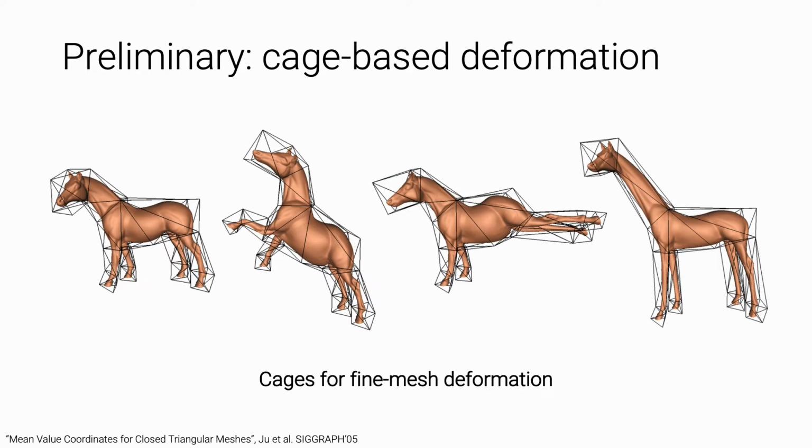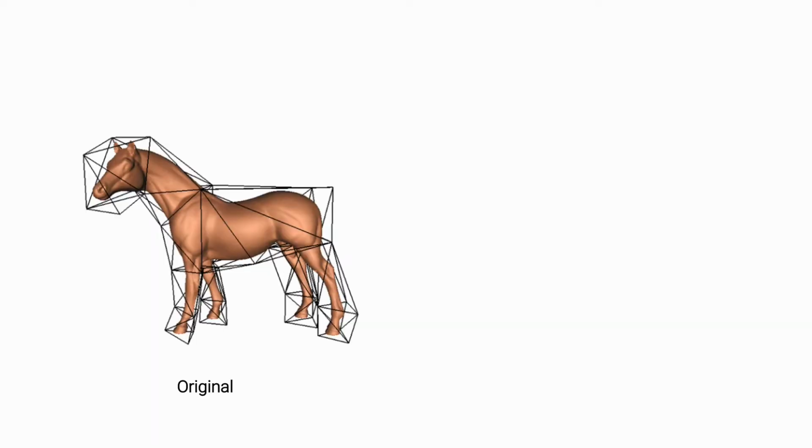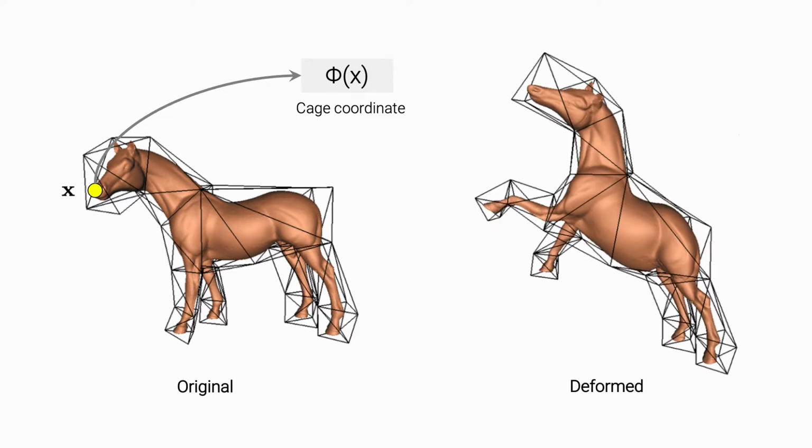Our method uses a coarse mesh called a cage as an interface. Cage-based deformation is not new, and has been widely used in the deformation of fine mesh. The basic idea of cage-based deformation is quite simple. Given a fine mesh and a corresponding cage, for a vertex x of the fine mesh, we compute its cage coordinate, which represents the relative position of x inside the cage. After deforming the cage to the desired shape, we can use the cage coordinate to calculate the deformed position of x. Applying this operation to all the vertices, we can get the deformed fine mesh.